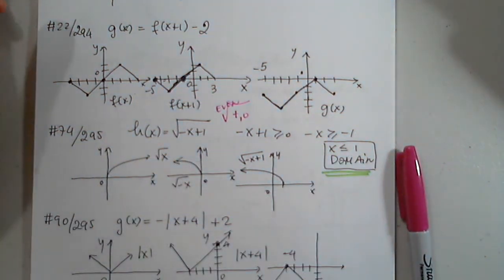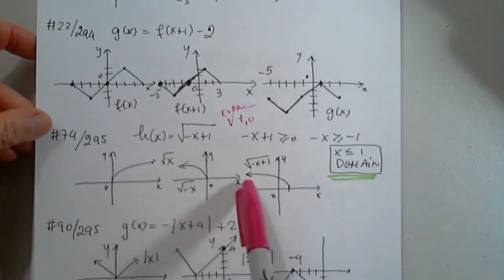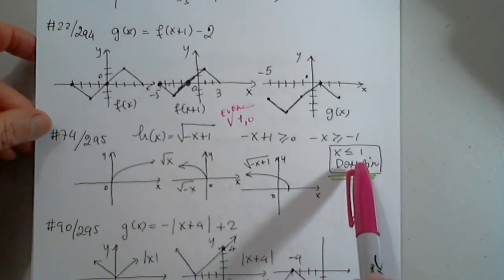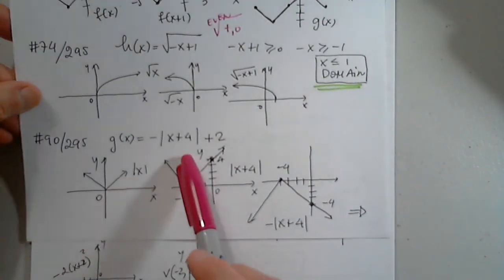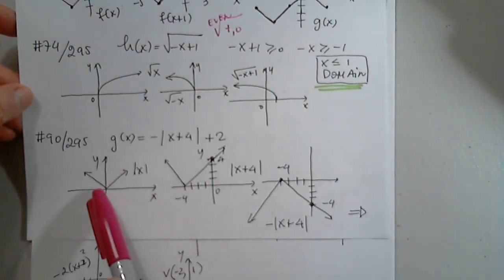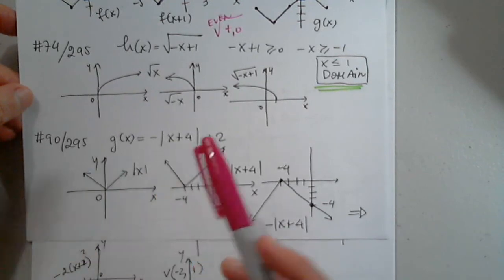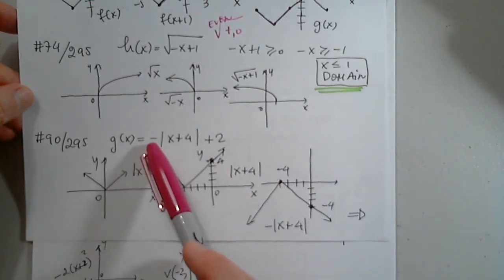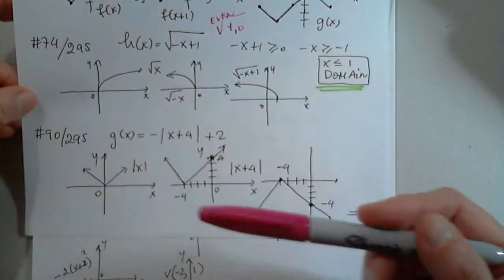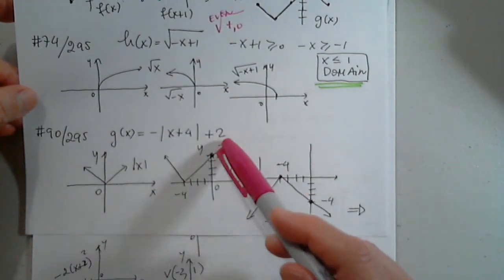Then we shift the graph 1 unit to the right. Remember, the domain is less than or equal to 1, so it's right here. In this situation, we have the absolute value of x, first of all, and then x plus 4, again a shift 4 units to the left. Then this is a reflection with respect to the x-axis, and then up 2.